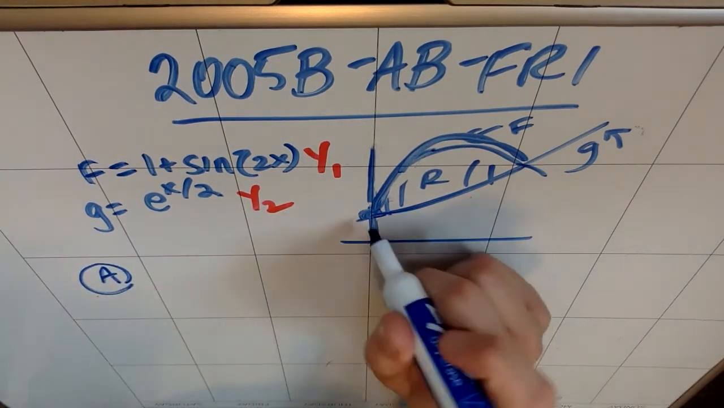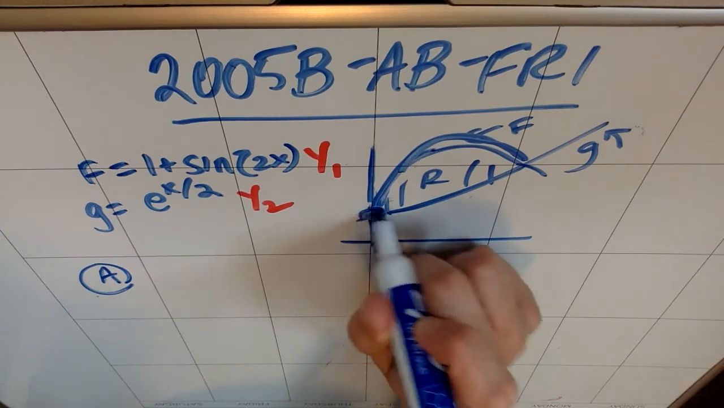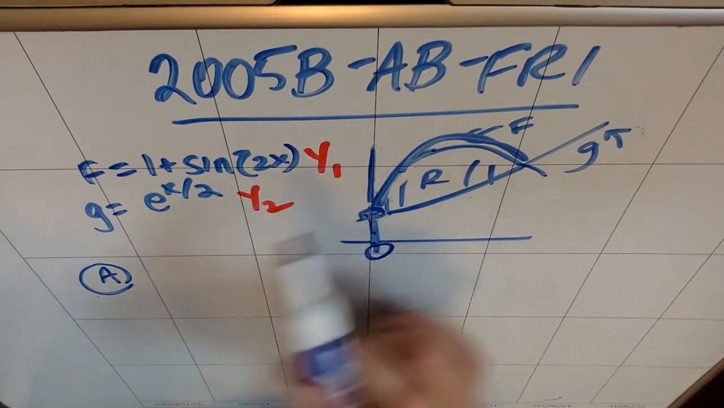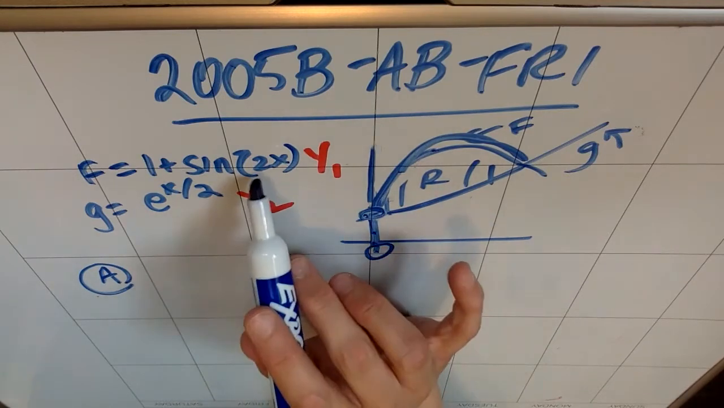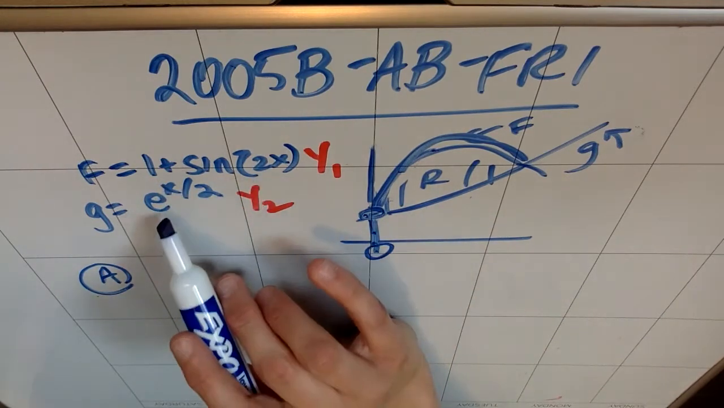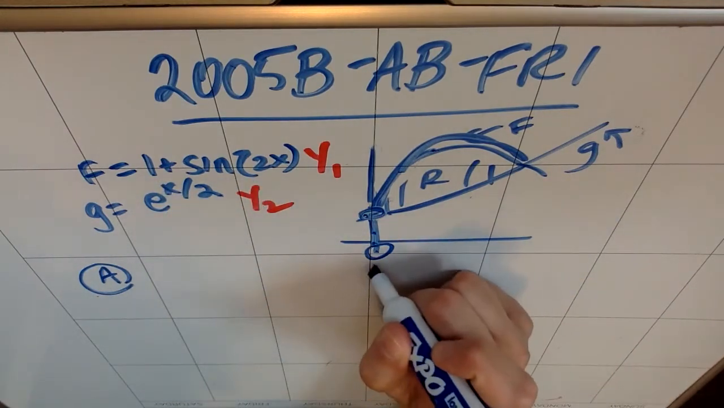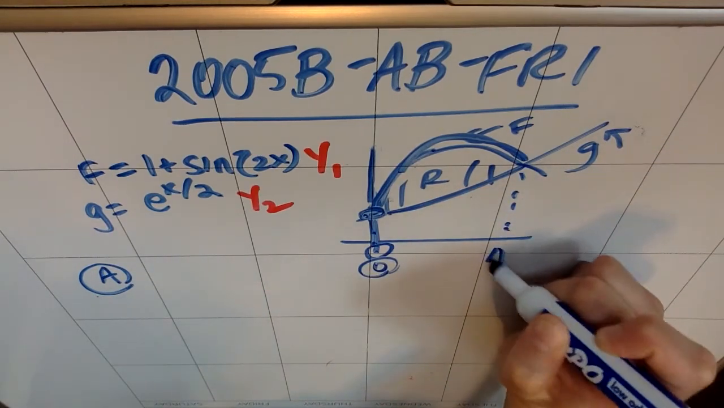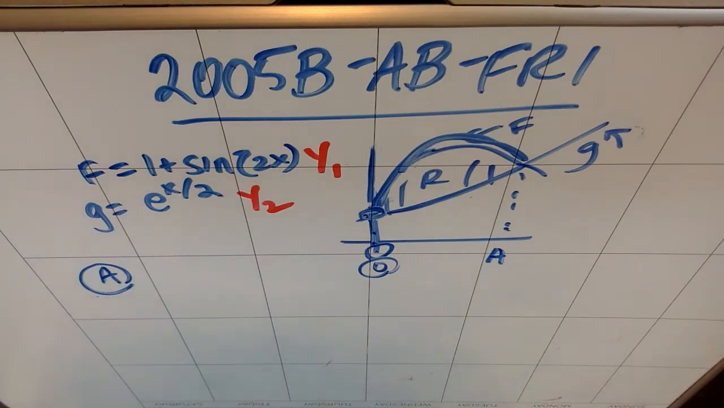In order to find the area of R, I need to find the 2 points of intersection. It's pretty clear that this point of intersection is 0, and you can check that very quickly by plugging in: 1 plus sine of 0 is 1, and e to the 0 is 1. So your first bound is definitely x equals 0. But to find the second bound that I'm going to call A, I need to find the point of intersection of these two curves.